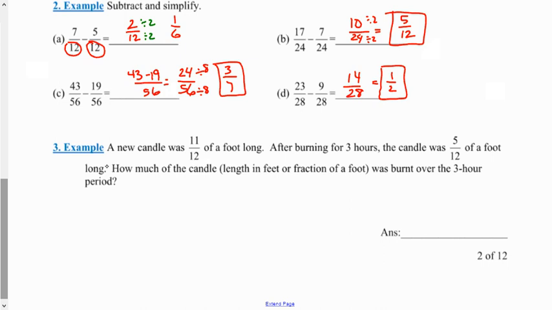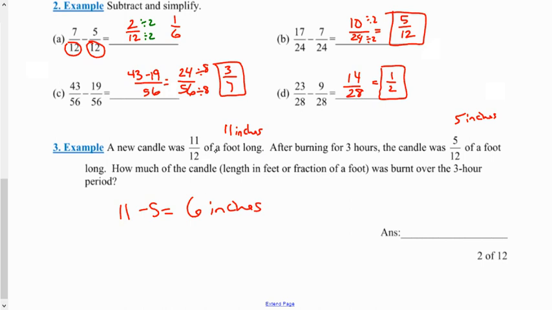Okay, so here we've got a little word problem. A candle was 11/12ths of a foot. In other words, like 11 inches, right? And after burning for 3 hours, the candle was 5/12ths of a foot. In other words, 5 inches. Now, if I just wrote them like this, if I said 11 inches and 5 inches, most everyone would find this super easy. You say, how long was the candle? How much of it burnt over that period of time? Well, you'd do 11 minus 5, and you'd say, oh, 6 inches burnt off of the candle.